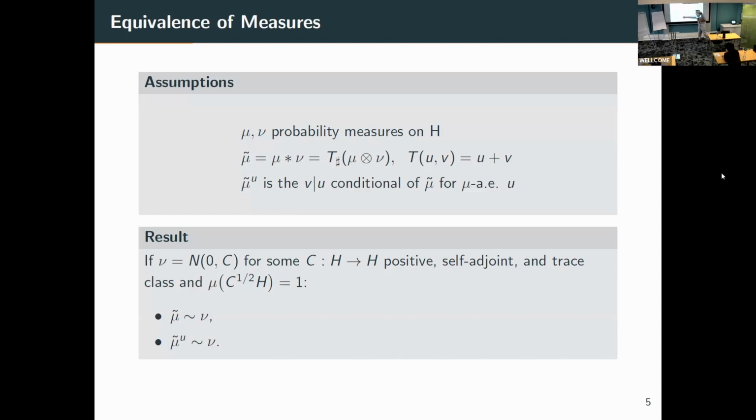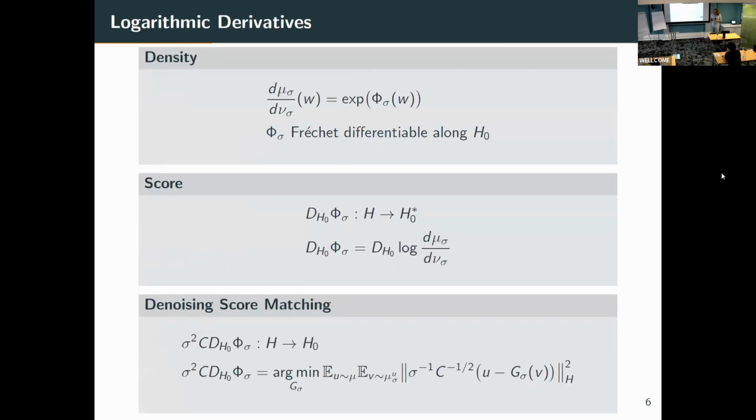The first one is crucial in obtaining a density that we need. The second one will be crucial in obtaining what I call denoising score matching, which we'll see in a second. Okay, so I hope this is okay. Now that we have this, I'll go back to my sigma notation. Now that we have equivalence of measures, I can just apply the Radon-Nikodym theorem to get a density. In particular, because the measures are equivalent, I know this density will be strictly positive. And because it's strictly positive, I can write it in terms of the exponential of a potential function. So I can extract this potential, which I'm calling here phi sigma.